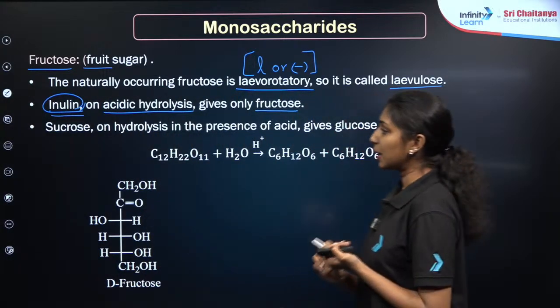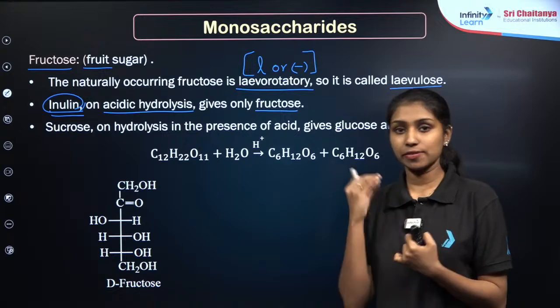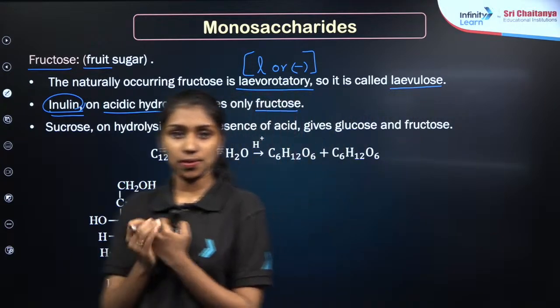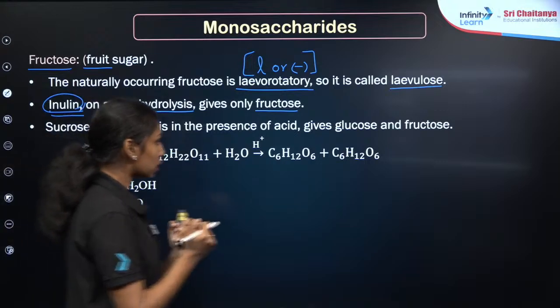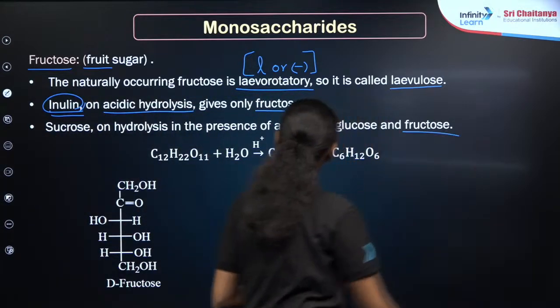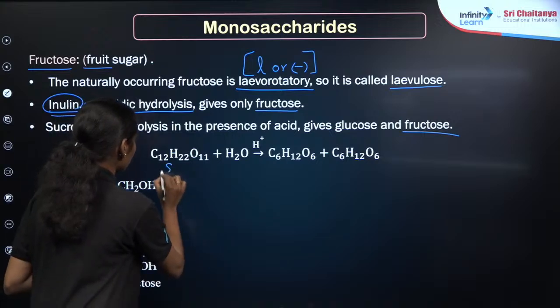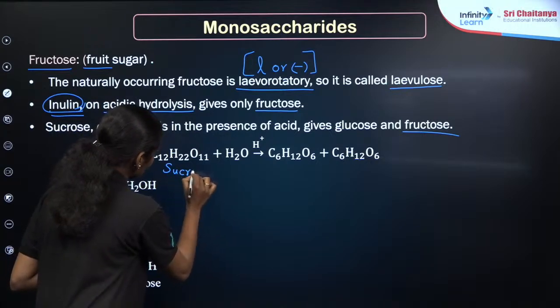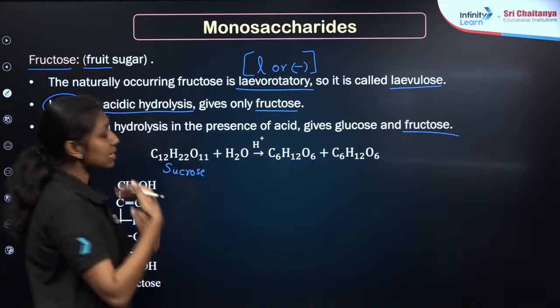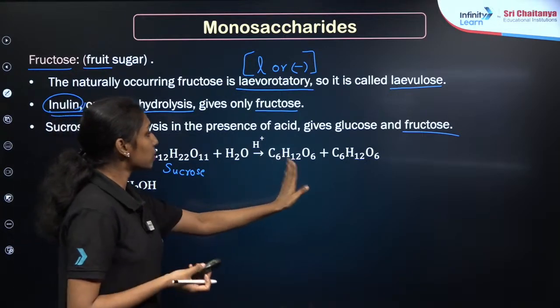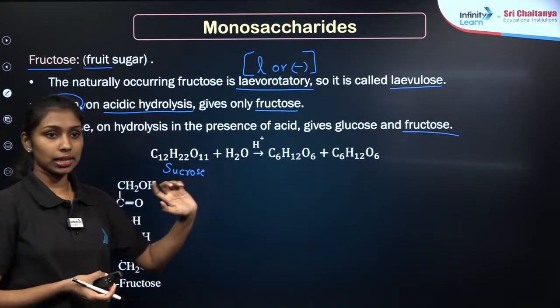The second one is the method of preparation from sucrose. As we already know, it is the method of preparation of glucose also, right? Along with the glucose, we will get fructose as one of the products here. The same method here: C12H22O11, which means sucrose, right? Sucrose from the sugarcane. Whenever it undergoes acidic hydrolysis, it will form fructose and glucose as the products. Clear?